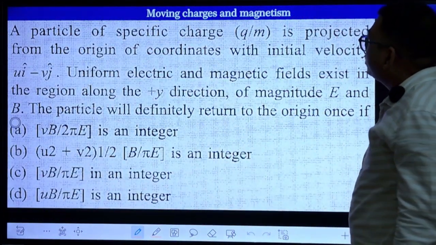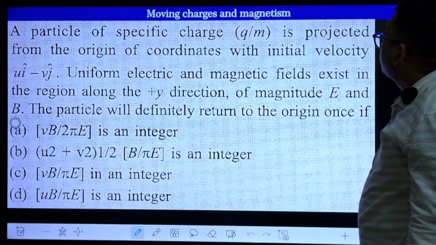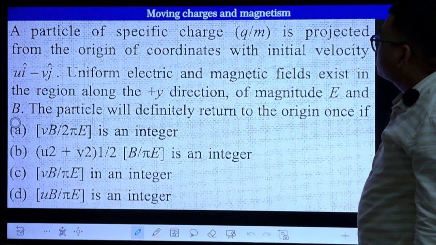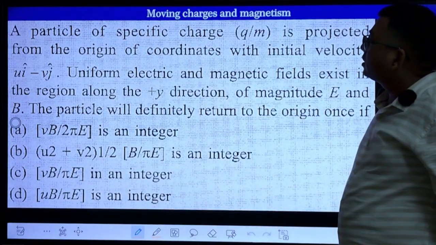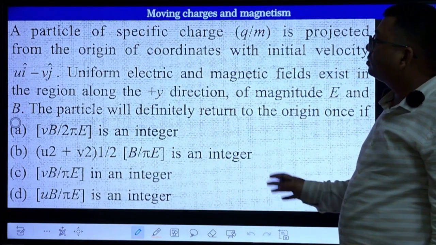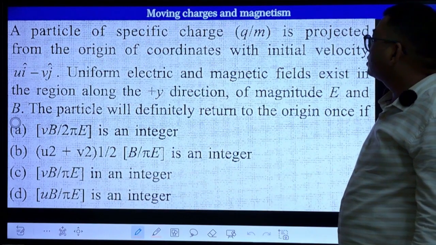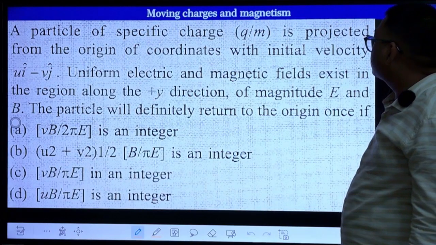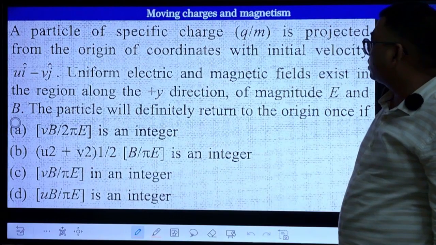A particle of specific charge q by m is projected from origin in the coordinates with initial velocity. So the initial velocity has x and y components. So x is positive, y is downward. Uniform electric and magnetic fields exist in the region along the positive y direction. So along the positive y direction both the fields are existing.